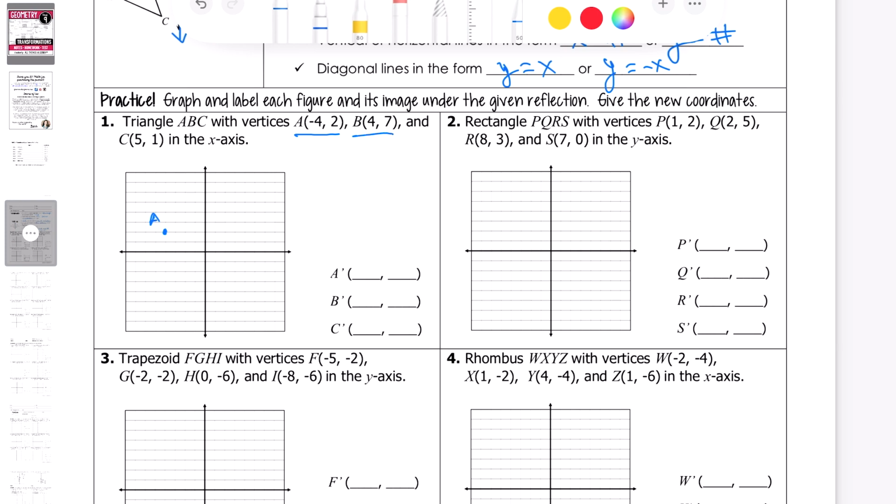Okay. And then B, so I have right 4, up 7. 1, 2, 3, 4, 1, 2, 3, 4, 6, 7. So there's B. And then C, I'm going to go 1, 2, 3, 4, 5 to the right and then up 1. So there's C. So now I'm going to connect this.